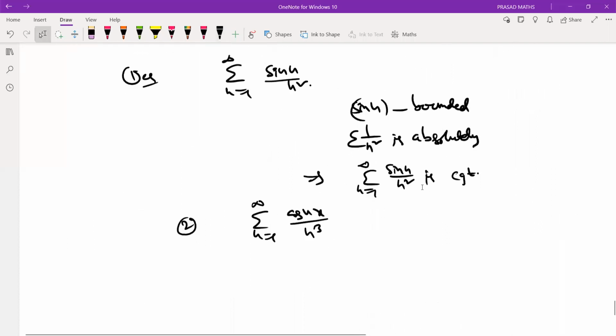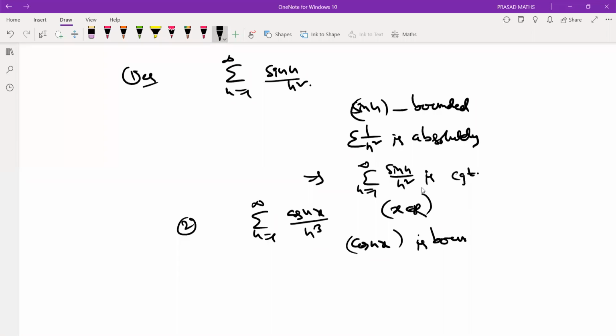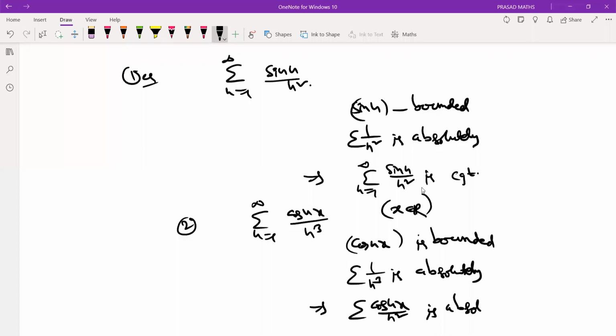convergent. Why? By the notice, this is a bounded sequence. nx, x is a real number. So cos nx is a bounded sequence. And 1 by n cube is absolutely convergent. The product is absolutely convergent, by the notice.